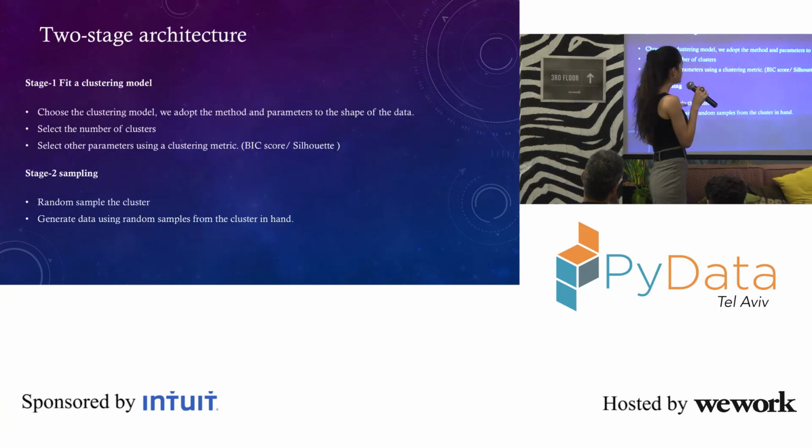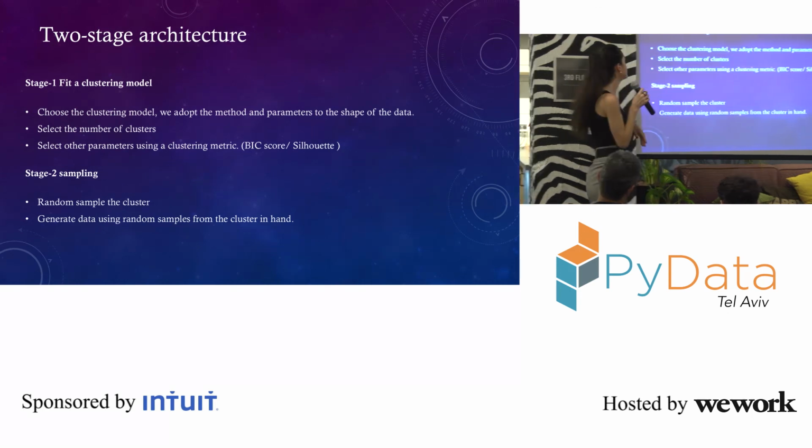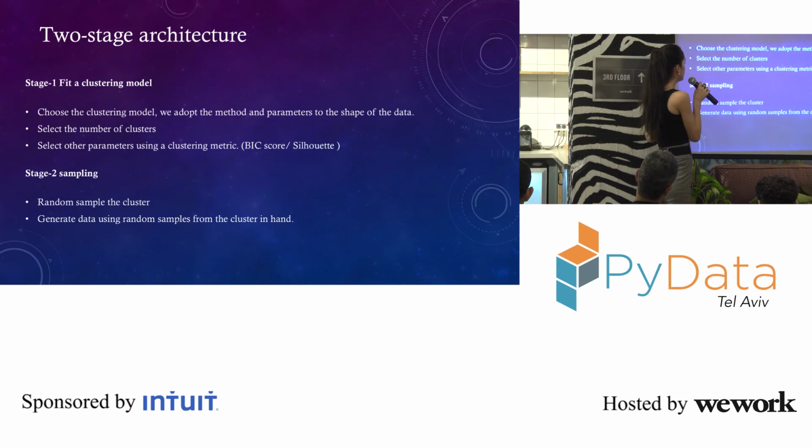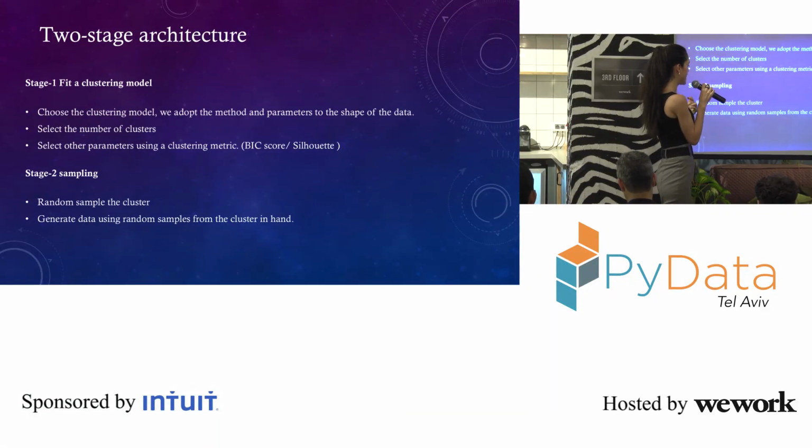So in a nutshell, I'll just describe the two-stage architecture. The first stage is to fit a clustering model. You choose a clustering model, either GMM or k-means. Then we adapt the methods and the parameters to the shape of the data. Then we select the number of clusters and other parameters using a clustering metric. In the second stage, it's the sampling. You randomly select a cluster, and then you generate data using random samples from the cluster in hand.